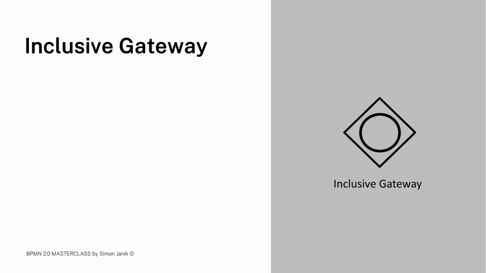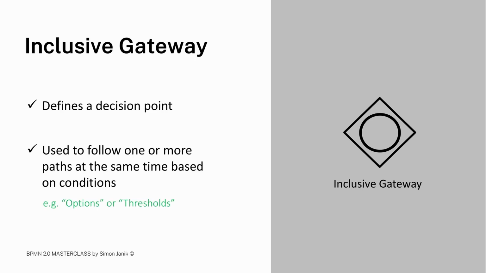So in this video we're going to explore the inclusive gateway. The inclusive gateway defines a decision point. It is used when the process may follow one or more paths at the same time, depending on specific conditions like different options or thresholds.